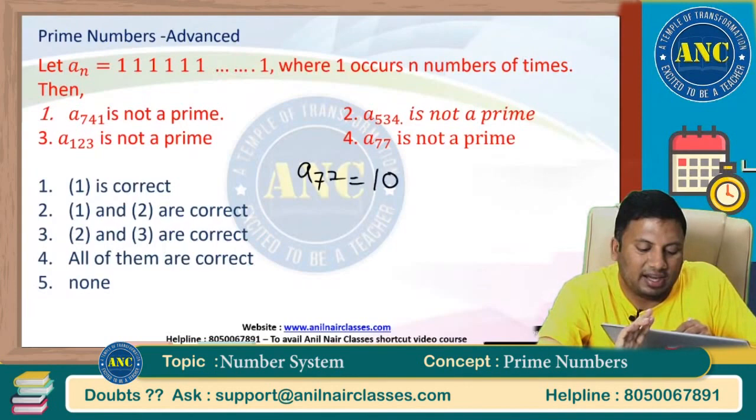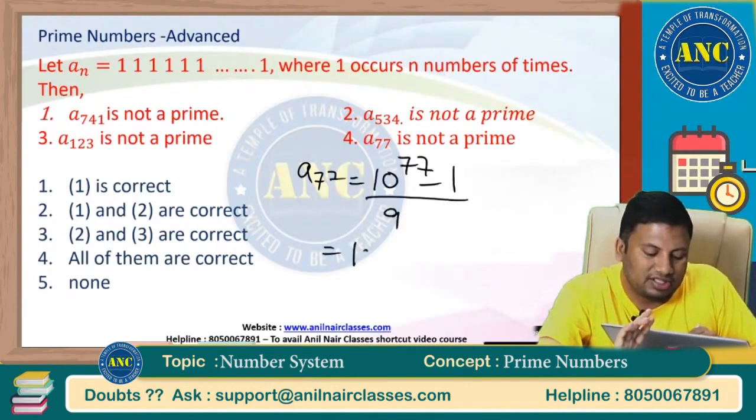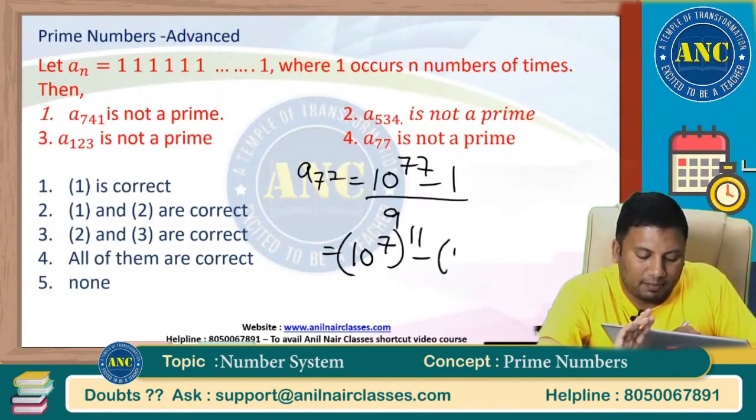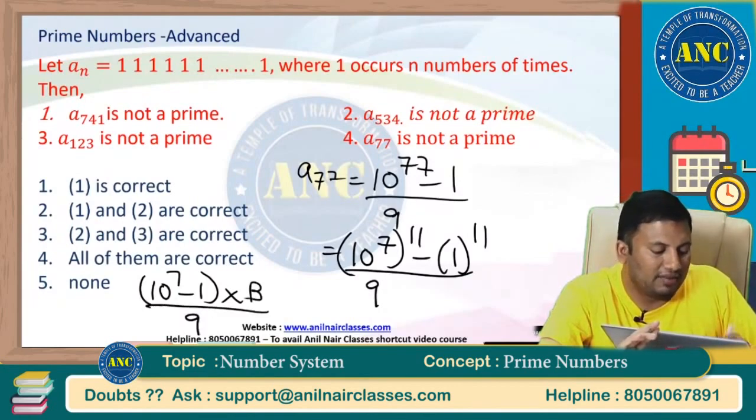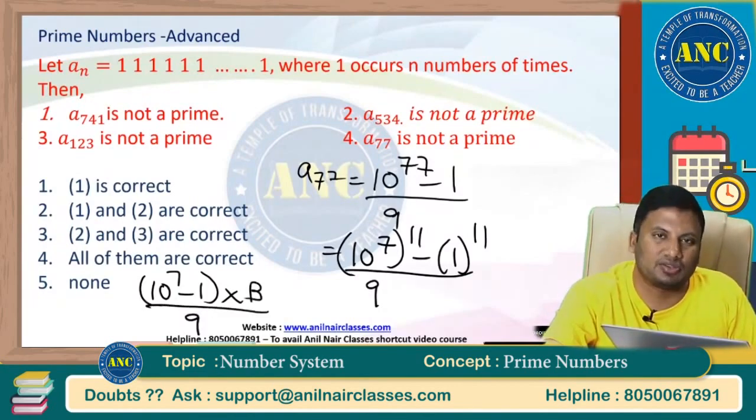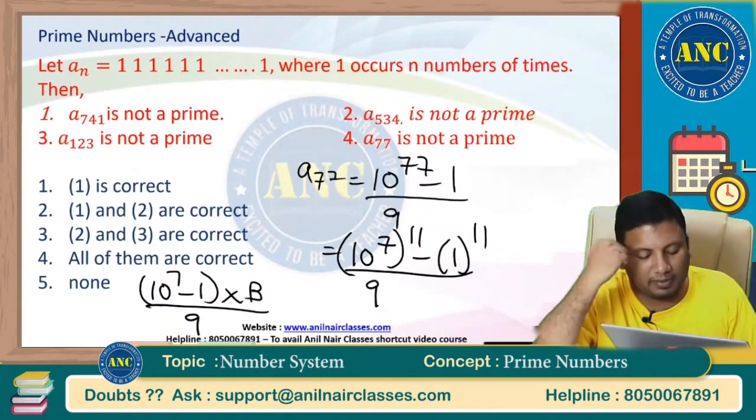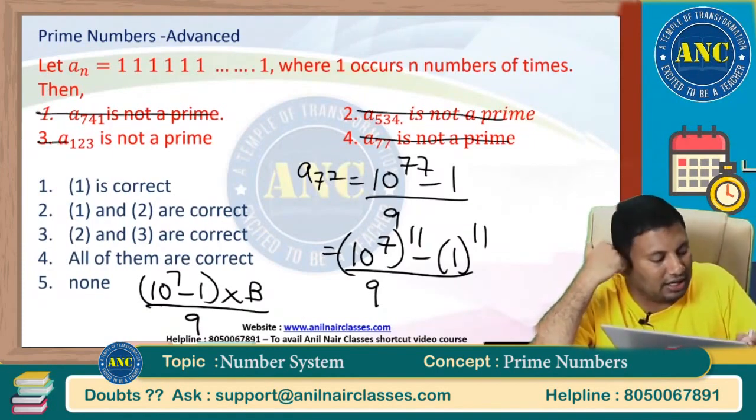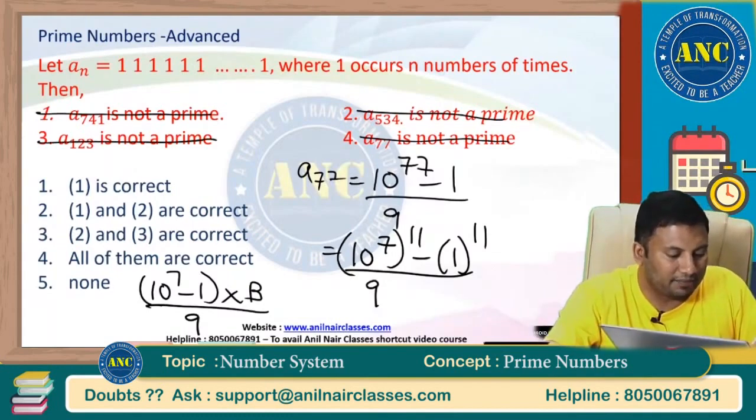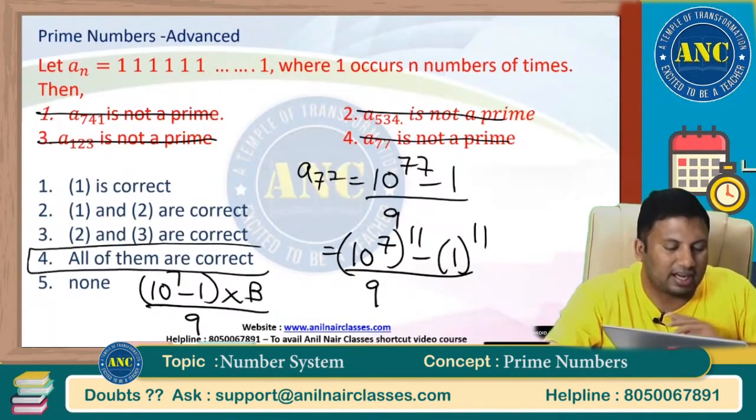A77 is 10 power 77 minus 1 divided by 9. This is 10 power 7 power 11 minus 1 power 11 divided by 9. So this is divisible by 10 power 7 minus 1 into some number divided by 9. I will get 6 ones. 6 ones is divisible by 3. So this is also not a prime number. All of them are right.